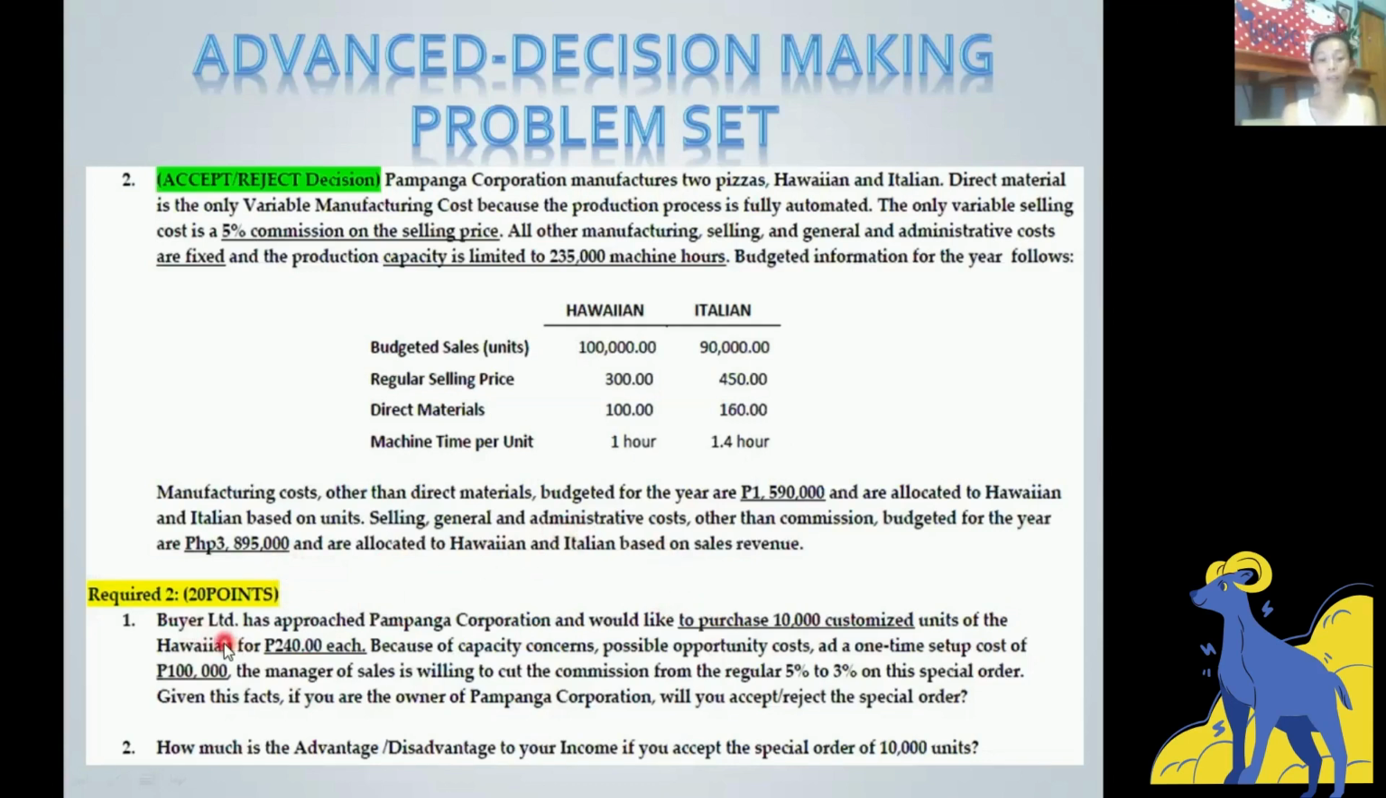So the requirement for situation number 2, accept or reject. Buyer Limited has approached Pampanga Corporation, would like to purchase 10,000 customized units of Hawaiian for 240 pesos each. So this is the offered price. Because of capacity concern, possible opportunity cost, and a one-time setup cost of 100,000 pesos. So because this is a special customized order, there is a one-time setup cost of 100,000 pesos. This is an incremental cost in accepting the order.